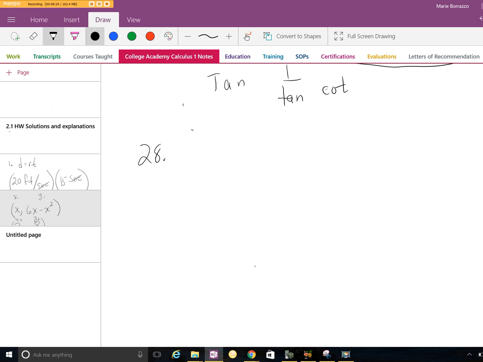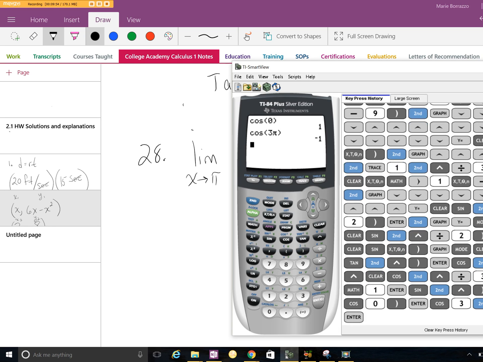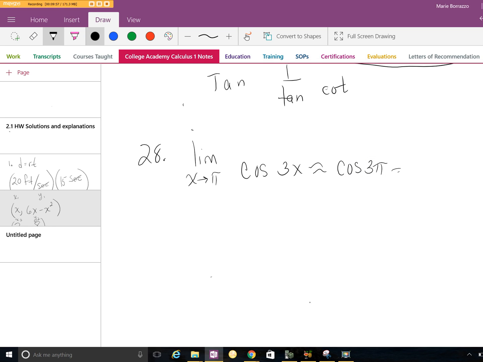Okay, so here's 28. 28 has the limit as x approaches pi. And we have cosine 3x. Okay, so this means that I'm looking at the cosine of 3 pi. And so let's play with this one. If we go to the calculator, we're going to say cosine of 3 second pi, which is -1. Again, with the scientific calculator, you can get that value as well.